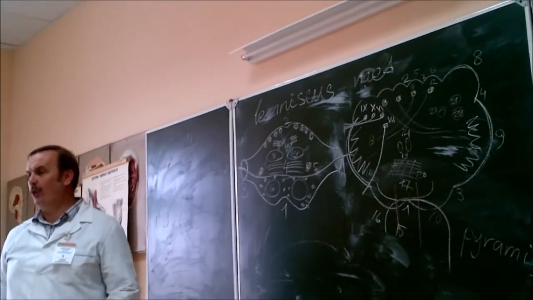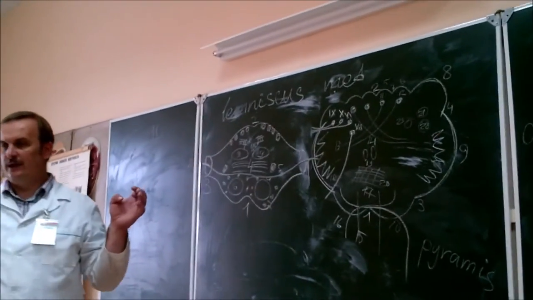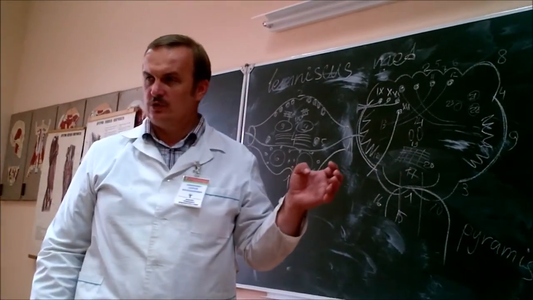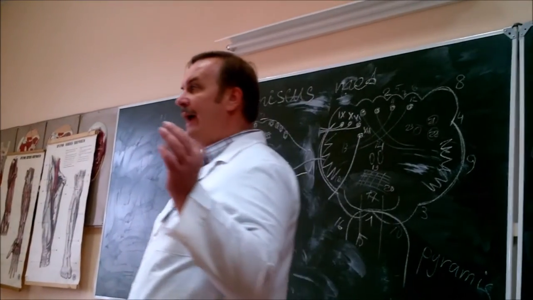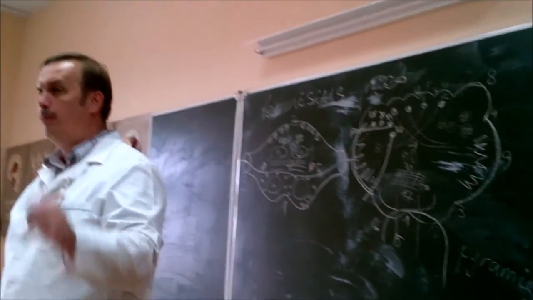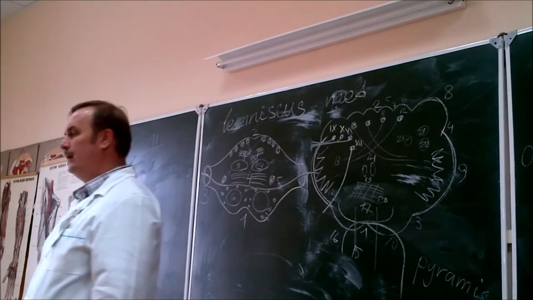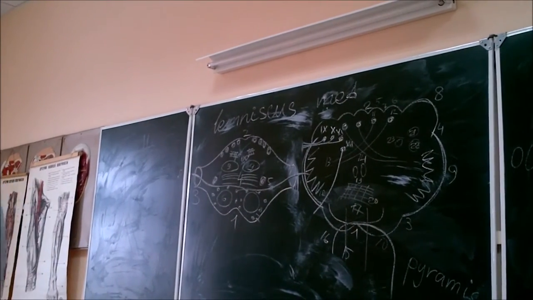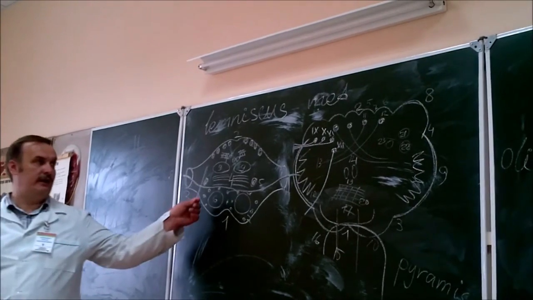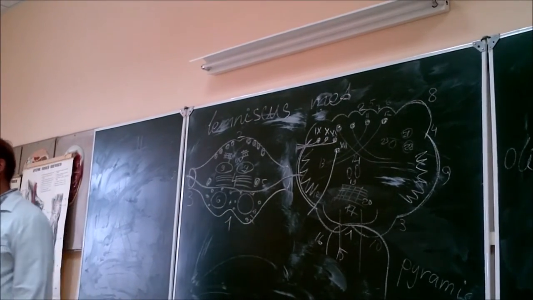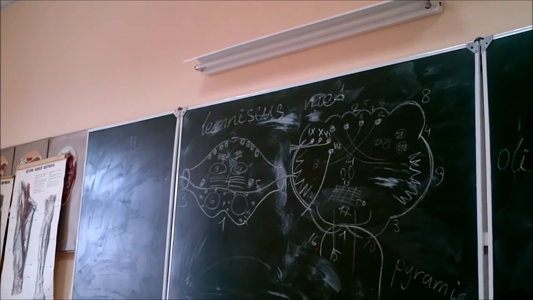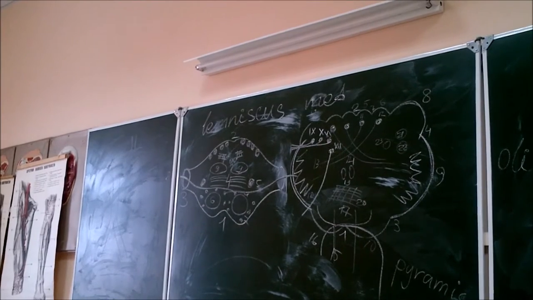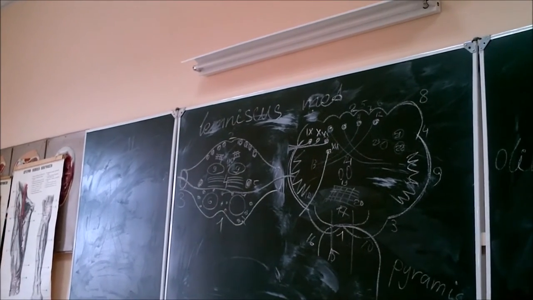Lemniscus medialis consists of tractus spinothalamicus lateralis, tractus spinothalamicus anterior, and tractus bulbothalamicus. Once again, lemniscus medialis, number 9, consists of spinothalamicus lateralis, spinothalamicus anterior, and bulbothalamicus.